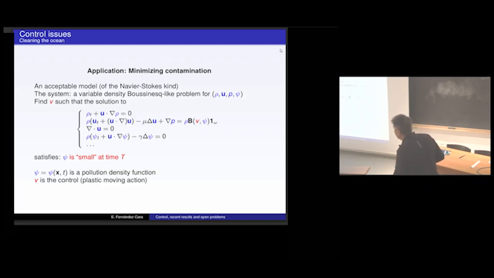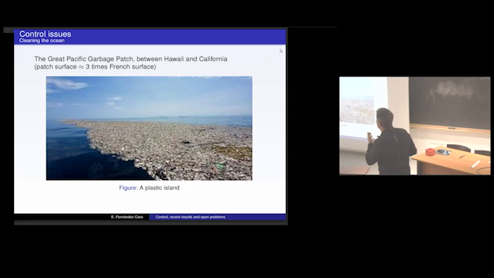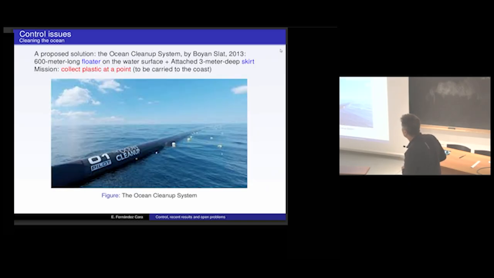We want to have, of course, psi small at time capital T, because if psi measures the contamination, the good situation is this one. This can be applied, for example, in the study of the Great Pacific garbage patch. That is an immense patch of plastic that is in the ocean near Hawaii, and occupies about 3 times the surface of France. So this is a terrible patch of plastic. And there is a project called the Ocean Cleanup Project, Ocean Cleanup System, that was initiated in 2013, in which a large structure is trying to collect the plastic in order to accumulate all plastic in some points and then transport them to the coast.